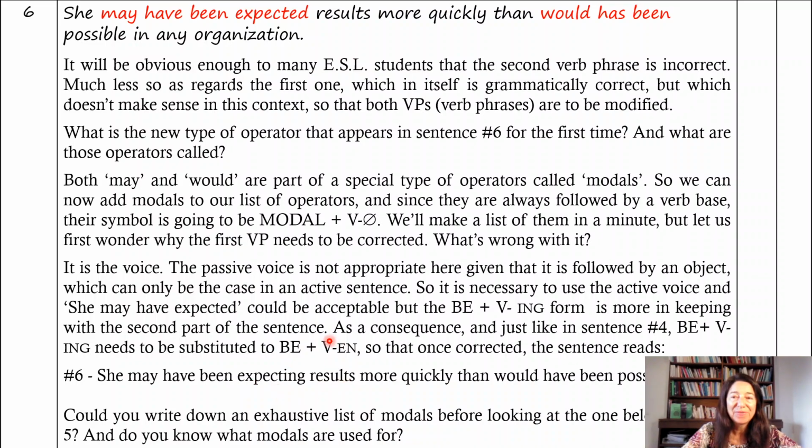Now let's stop a minute to talk about modals very quickly. Can you pause the video and make a list of modals? So we know that in that list there is may and there is would. Can you find the other ones? And also, do you know what modals are used for? So pause the video. And now that you have your list of modals, let's go over it together.